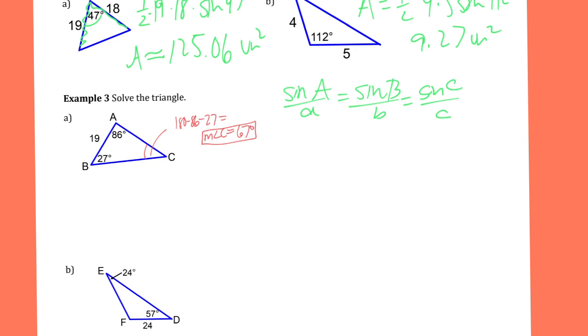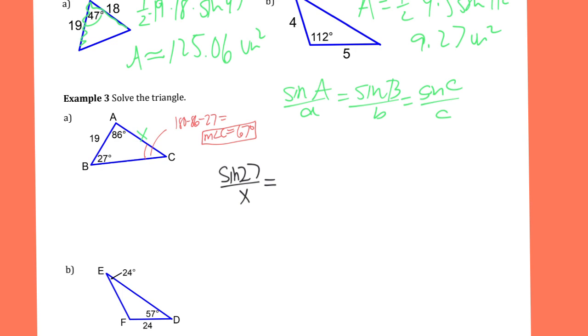So we know we can do, if we want to find, say, this side right here, X, we could say sine of 27 over X is equal to... And we have to know a pairing. Do we know a pairing?